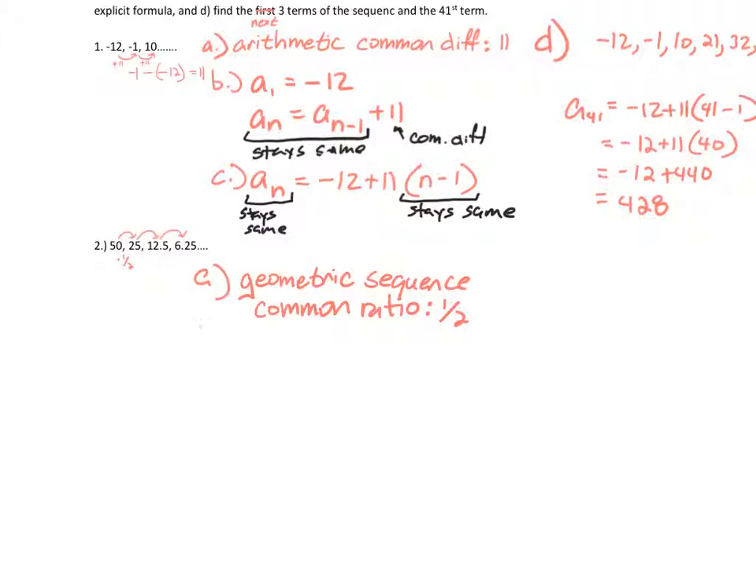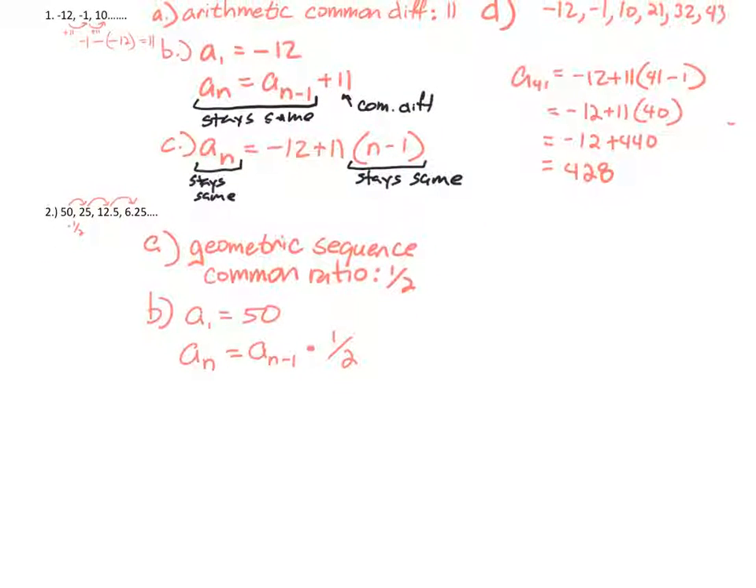Okay, so for B, we need to write our recursive rule. Now for the recursive rule, we just say where it starts. So here for this sequence, we have a sub 1 equals 50. And then we just write the rule. So for any term, a sub n, I take the previous term, a sub n minus 1, and each time I'm going to multiply by 1/2. Okay, so that is our recursive rule. Now let's find our explicit rule.